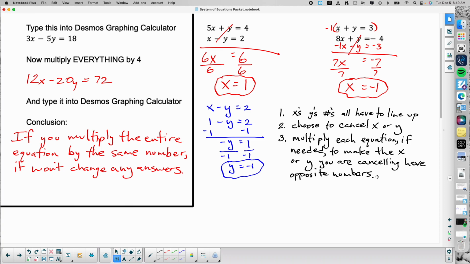So Colin, you kind of asked why we multiplied that other one by -1. So I kind of mentally decided that we were going to cancel the y's, and they were both +1. So I multiplied one equation by -1 so that they would be opposite numbers. One of them would be a 1, one would be a -1.